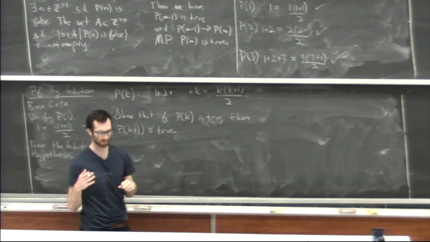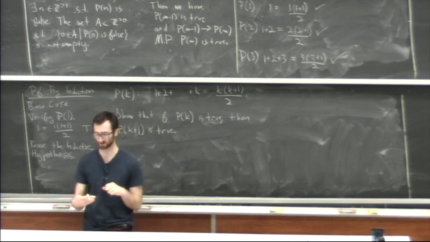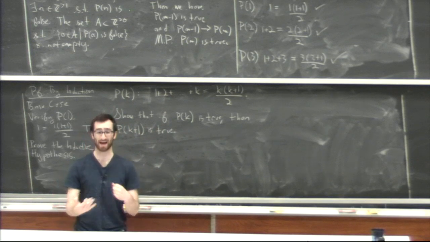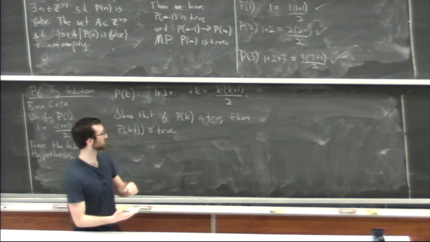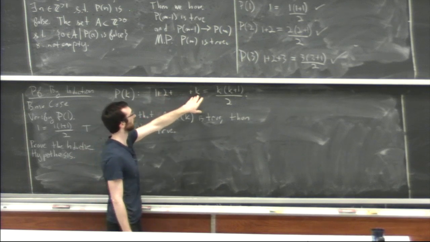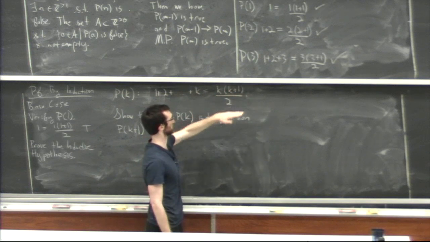But there's a common error, which is writing down the P of k plus 1 statement, writing down that equality, and then using that in your proof. But you can't use that 1 plus 2 all the way up to k plus 1 is equal to k plus 1 times k plus 2 over 2.